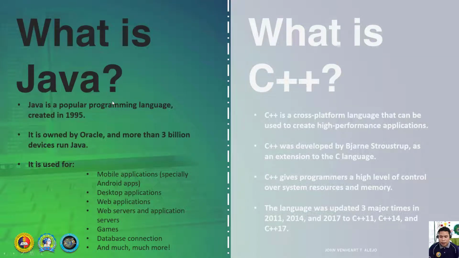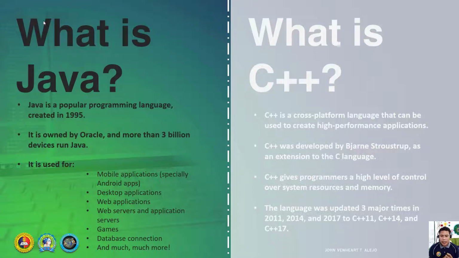So Java is used for mobile applications, especially Android. It's very useful because every one of us has an Android, so we will learn how to create Android apps. It is also used for desktop applications, web servers and application servers, games, database connection, and much, much more. So that is why Java is advantageous to learn as a beginner.